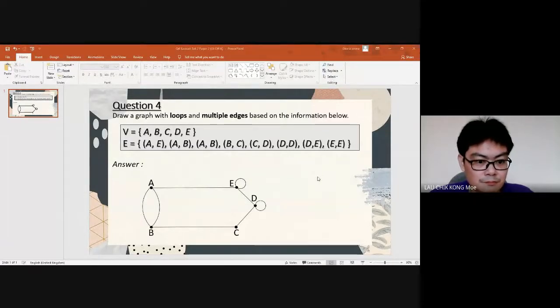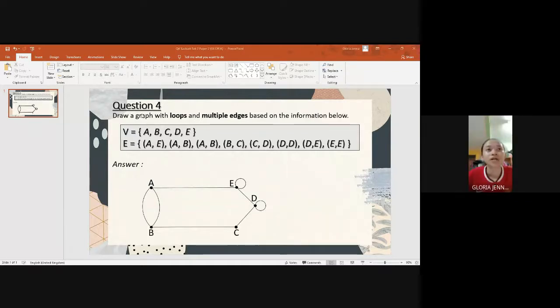Good morning. Today I am going to present question 4. Draw a graph reflecting multiple edges based on the information below. The vertices are A, B, C, D, E, and the edges are AE, AB, AB, BC, CD, DB, DE, and EE. The vertex A is connected to E and then connected to B, and B forms a multiple edge. B is connected to C and C connects to D and then D forms a loop. And then vertex D is connected to E and then E.